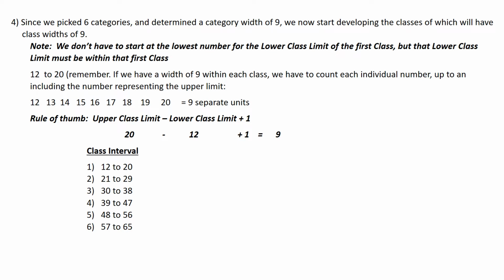So I'm going to do this. 12 to 20, that's my first 9. 21 to 29, 29 minus 21 is 8, plus 1 is 9. 30 to 38, 38 minus 30 is 8, plus 1 is 9. So I'm showing you we have 9 separate units, and that is our class width. 39 to 47, 48 to 56, 57 to 65. Those are our intervals. Those are going to be at the bottom of our bar chart.